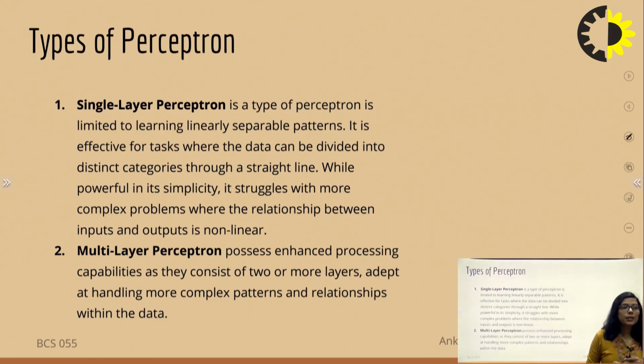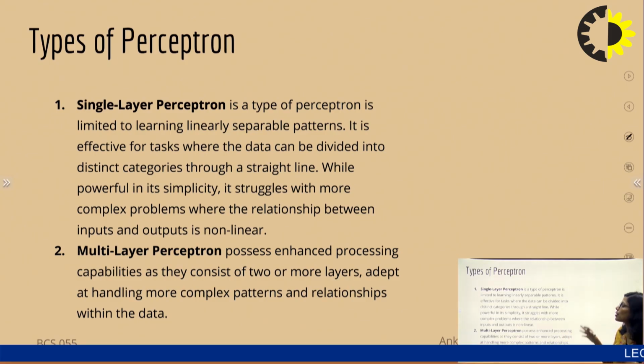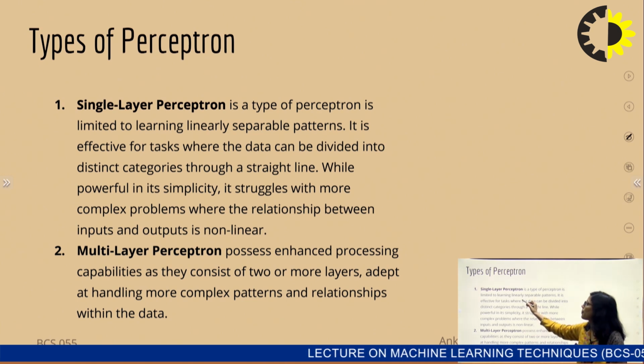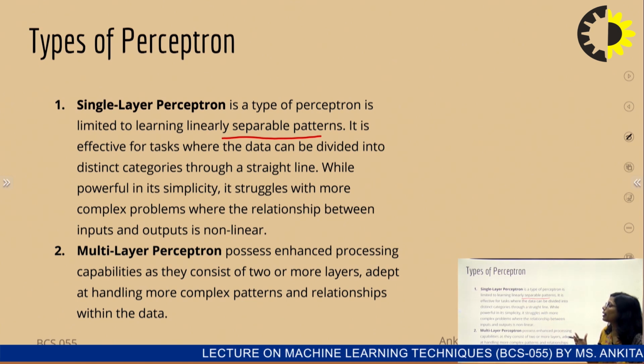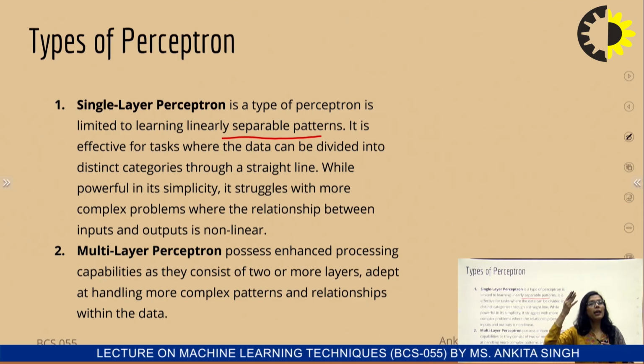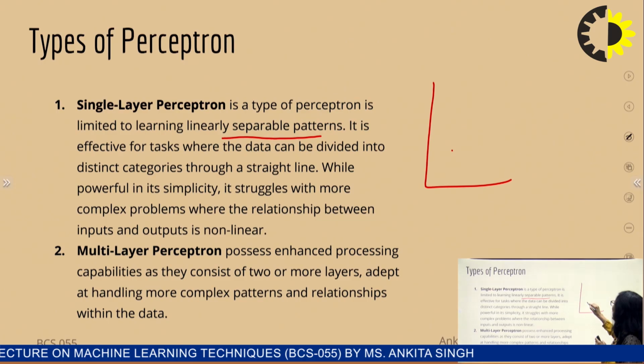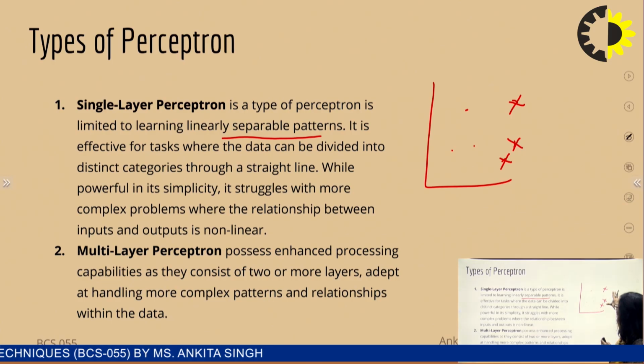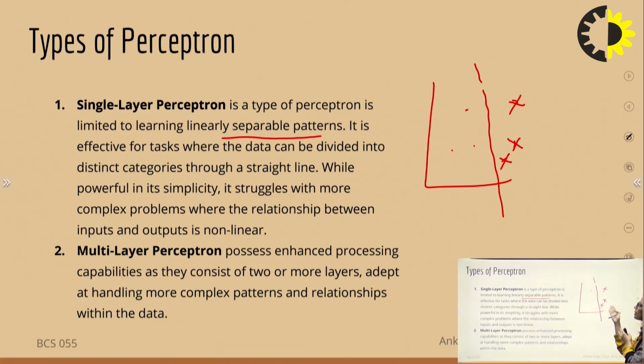When we talk about the perceptron, there are two types: the single layer perceptron and the multi-layer perceptron. The single layer perceptron works well in the case of linearly separable patterns. Here we can divide the data into two distinct categories by a straight line. Suppose I have my data points like this, and this is characterized as one class and this is the other class. When I am able to find a decision boundary, we can say this is linearly separable data. Here I can distinguish the categories by drawing a single line.